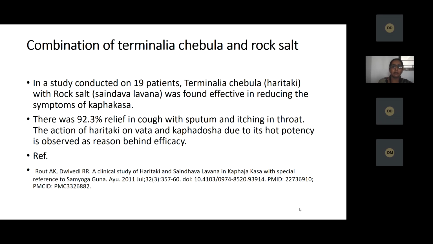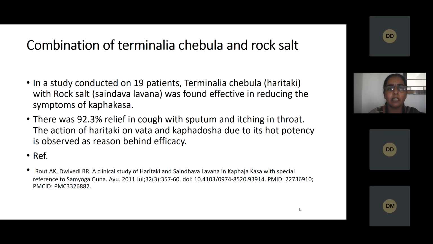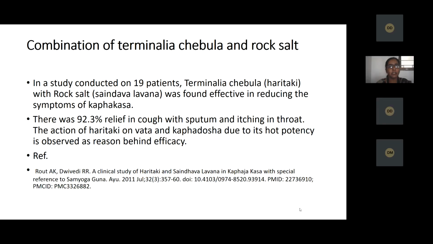Previously I told you that Kasa we can correlate with chronic bronchitis. That's why I put this slide here. Here we can give only plain Haritaki with Saindhava Lavana to the patient, also reducing the symptoms of Kasa. There is 92.3 percent relief in Kasa with sputum and itching in the throat.